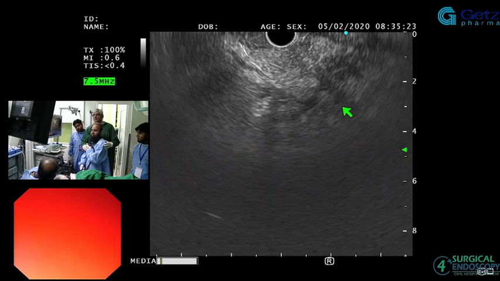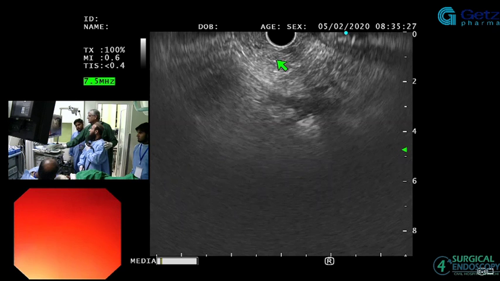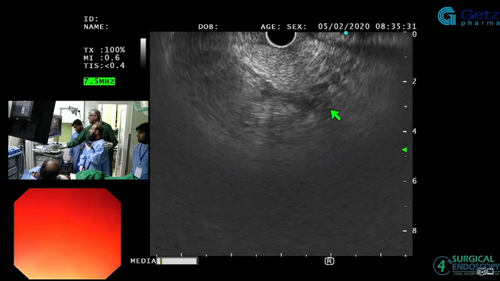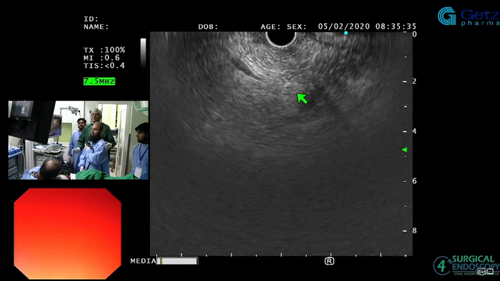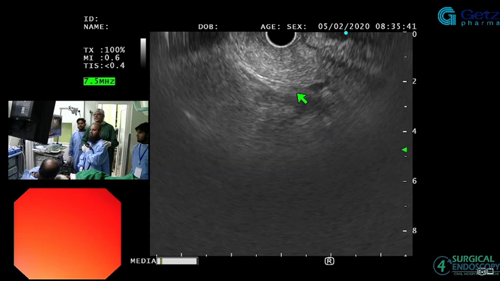Now you have the superior mesenteric vessels here, and you should see the CBD and PD coming here. Obviously, they are easy when they are very dilated, and not so easy when they are not so dilated. But there it is. Right there is the CBD, and that should be the PD.